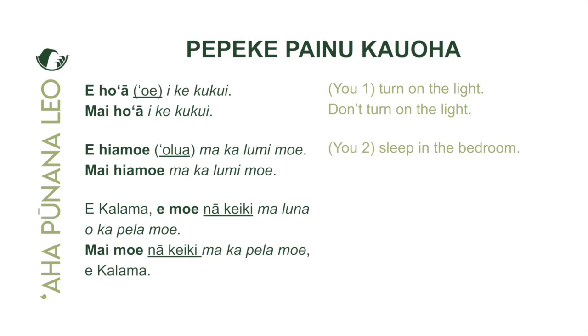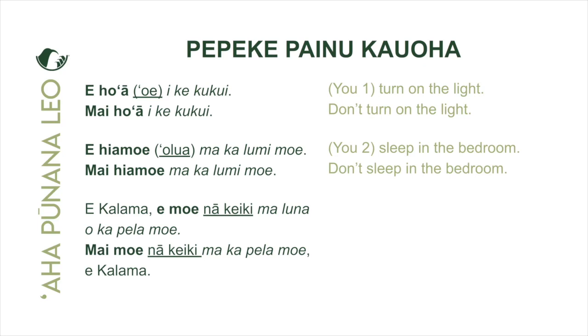Maikaʻi. In the negative, we have mai hiamoe ma ka lumi moe. And it's just the opposite of the previous example, from the affirmative into the negative. Mai hiamoe, do not sleep. Where? Ma ka lumi moe, pololei. Don't sleep in the bedroom. Okay, so maikaʻi. Okay, now let's move on to the next example.